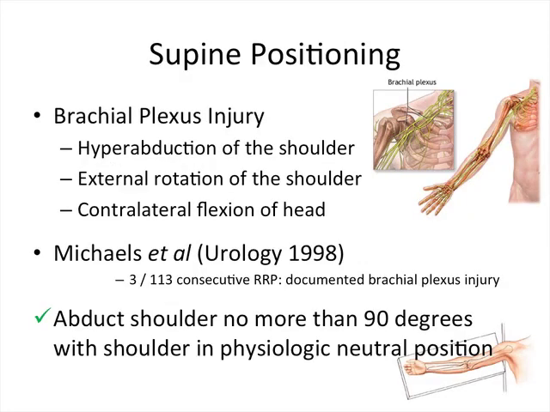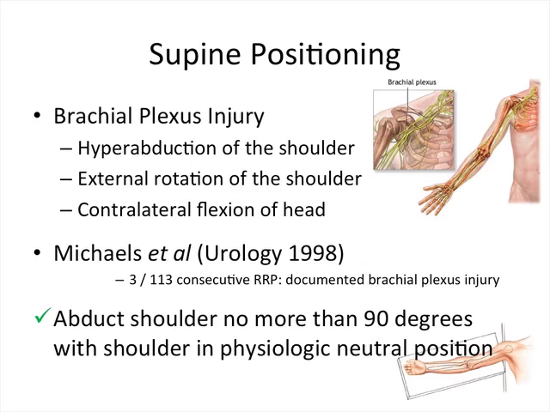It's usually hyperabduction of the shoulder beyond 90 degrees. I know we all want room to get in there, but shoulders should not be above 90 degrees. And the head should be maintained in a neutral position. External rotation of the shoulder and contralateral flexion of the head was one of those physical exams that we learned in medical school for impingement syndrome on the brachial plexus. So when we're positioning, we have to keep this in mind. Prolonged impingement can result in prolonged disability.